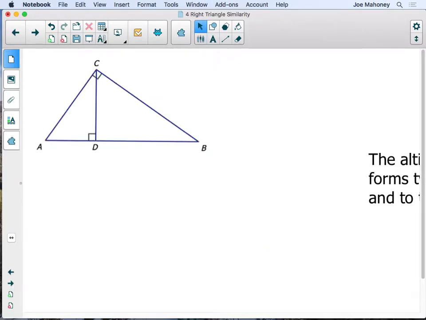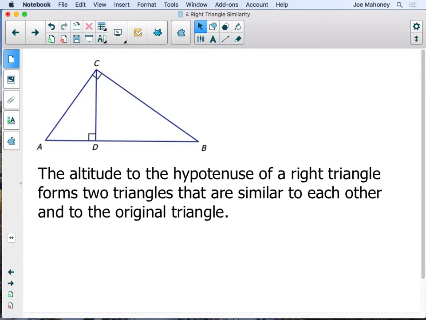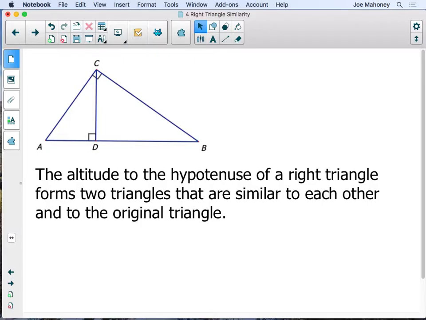So much so that we even write a little conjecture rule theory about it. The altitude to the hypotenuse of a right triangle forms two triangles. They're similar to each other, and they're similar to the original triangle. So I'm going to take a minute. We're going to draw those triangles out.